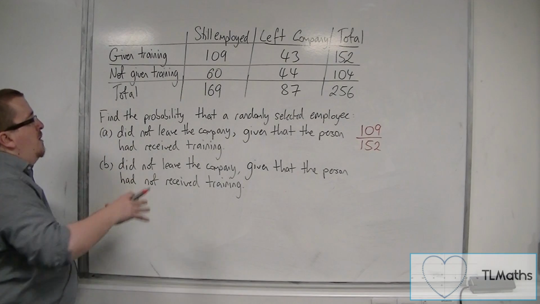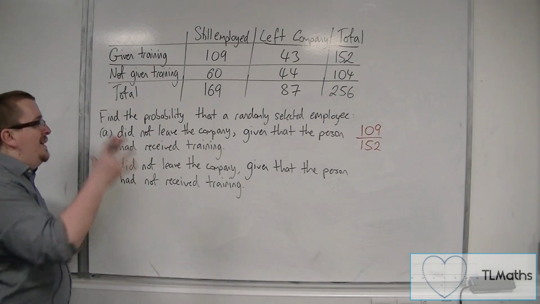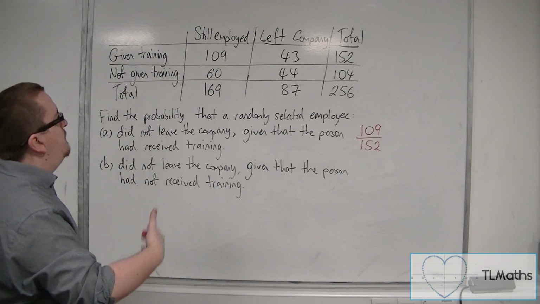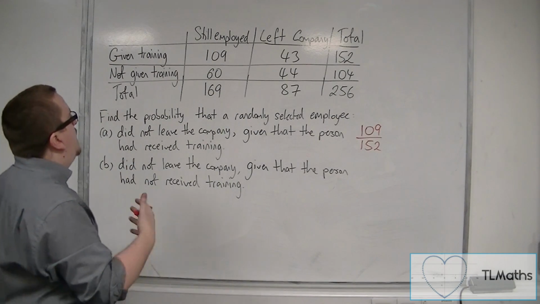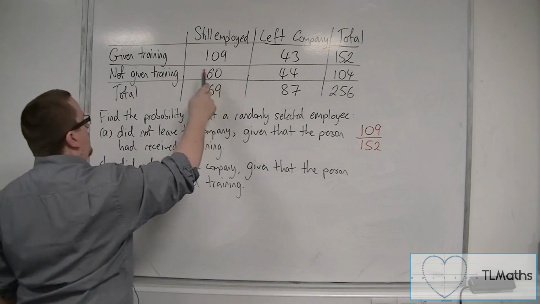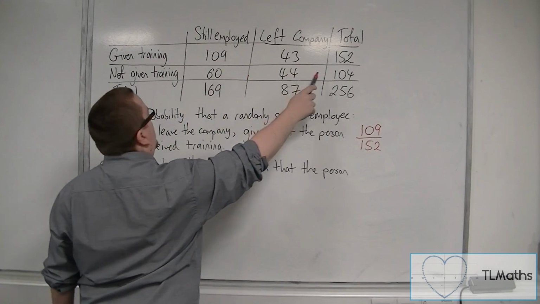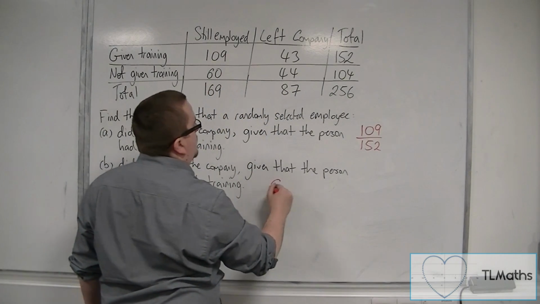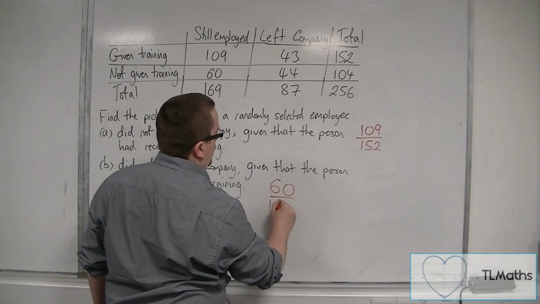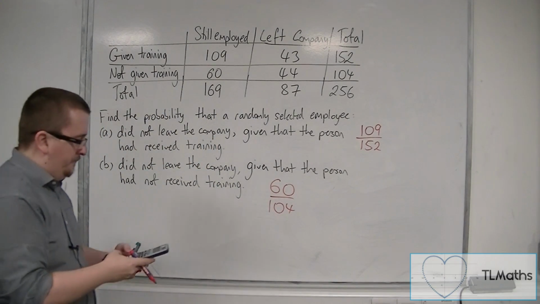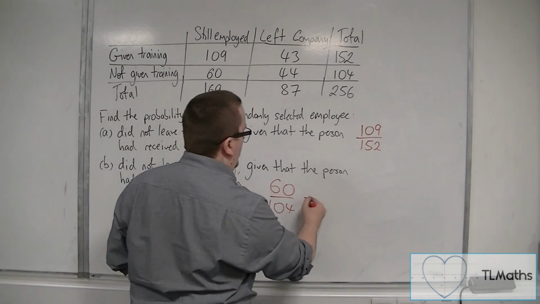If we're asked to find the probability that a randomly selected employee did not leave the company given that the person had not received training, so given that they had not received training, okay, what's the probability that they did not leave the company? That means that they're still employed, and so that would be 60 out of the 104. Okay, and that fraction can be simplified down to 15 over 26.